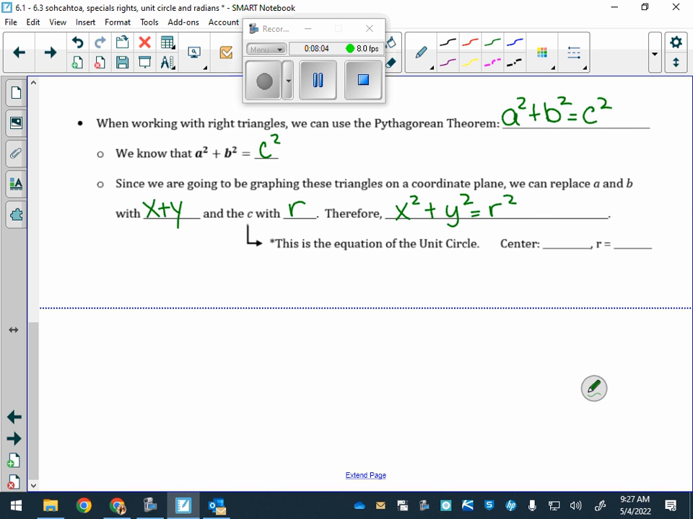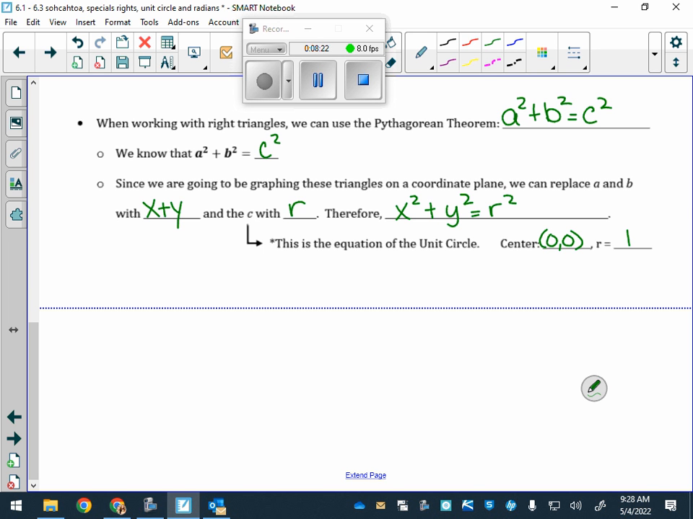Okay? So the center of our unit circle always, it will not change. In geometry, you have moved your center. With the unit circle, it's staying at (0, 0), and our radius is 1.